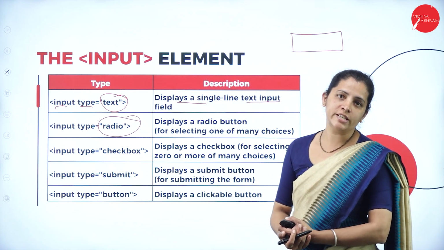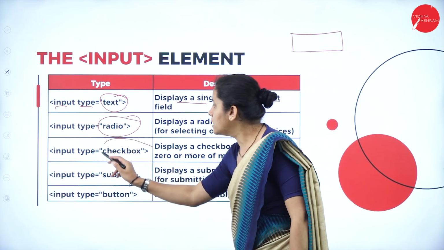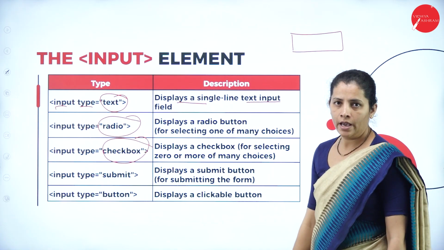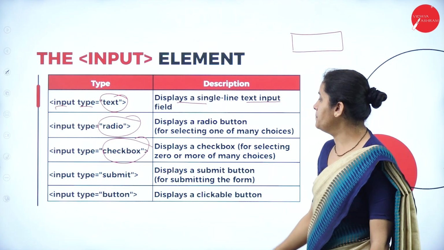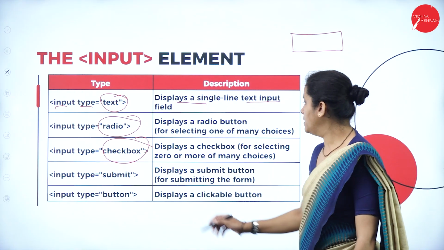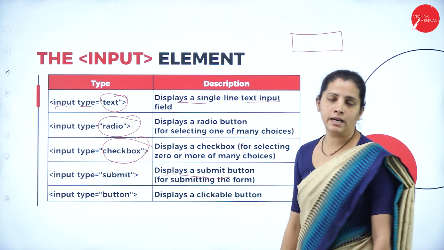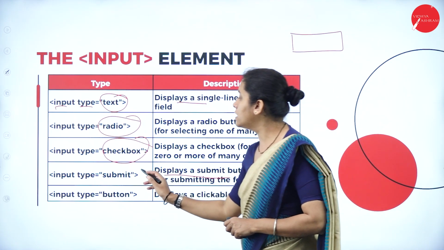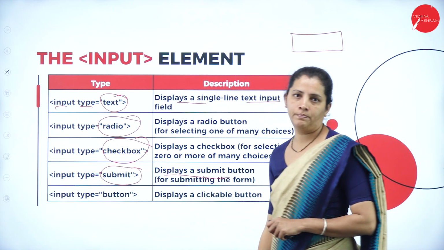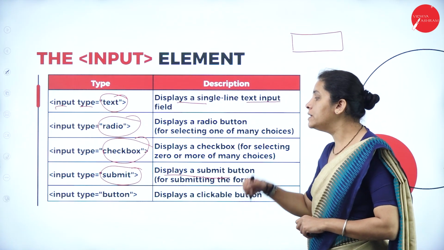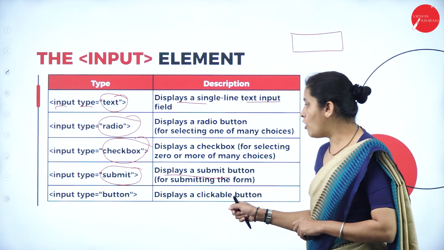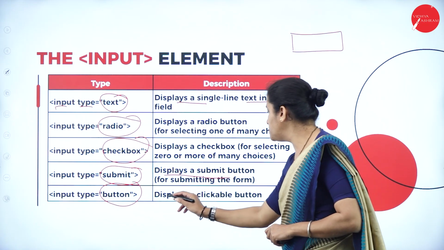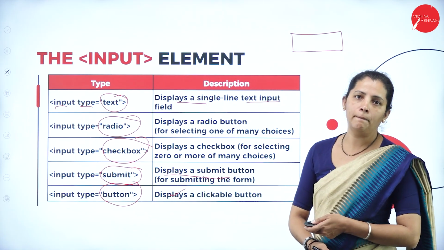If I want to use a checkbox, then what is the type here? That's nothing but checkbox. If I want to display a submit button in my form, then the type is submit. If I want to have a button in my form, then the type is button, which displays a clickable button.